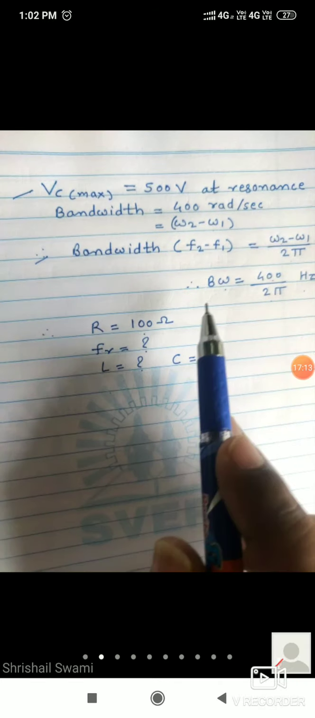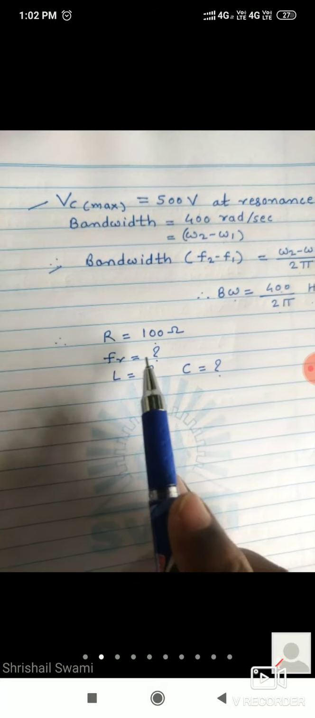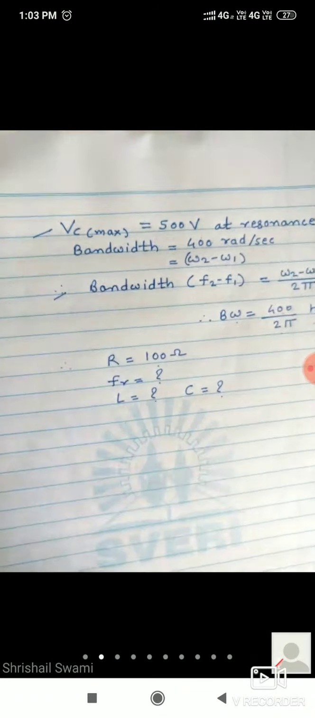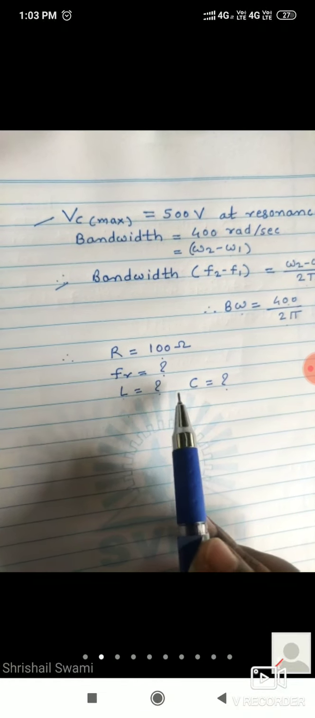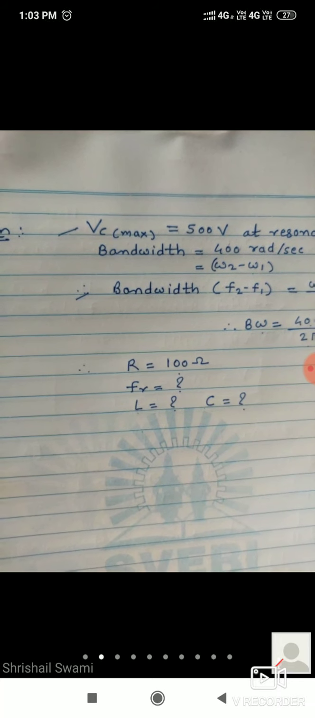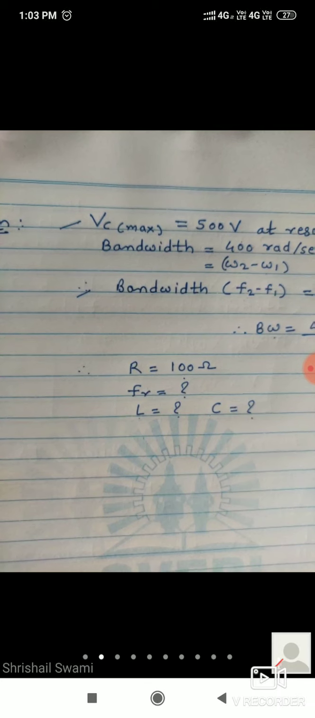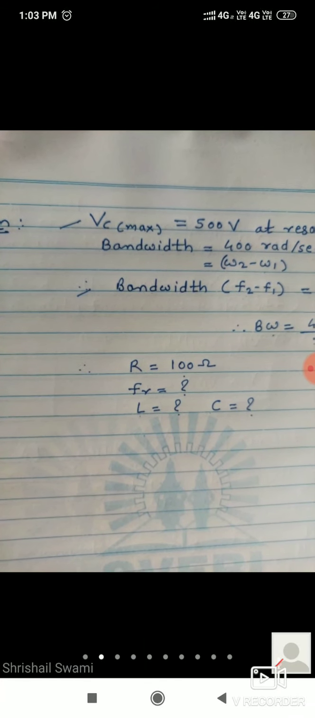So these are the given things you can note down, and what are the factors you have to calculate, that also you can note down. Now first of all, we cannot calculate the resonance frequency without L and C, because in the formula, what is the formula for resonance frequency? Fr is equal to 1 upon 2 pi into under root LC. So without L and C, we cannot find out the resonance frequency.